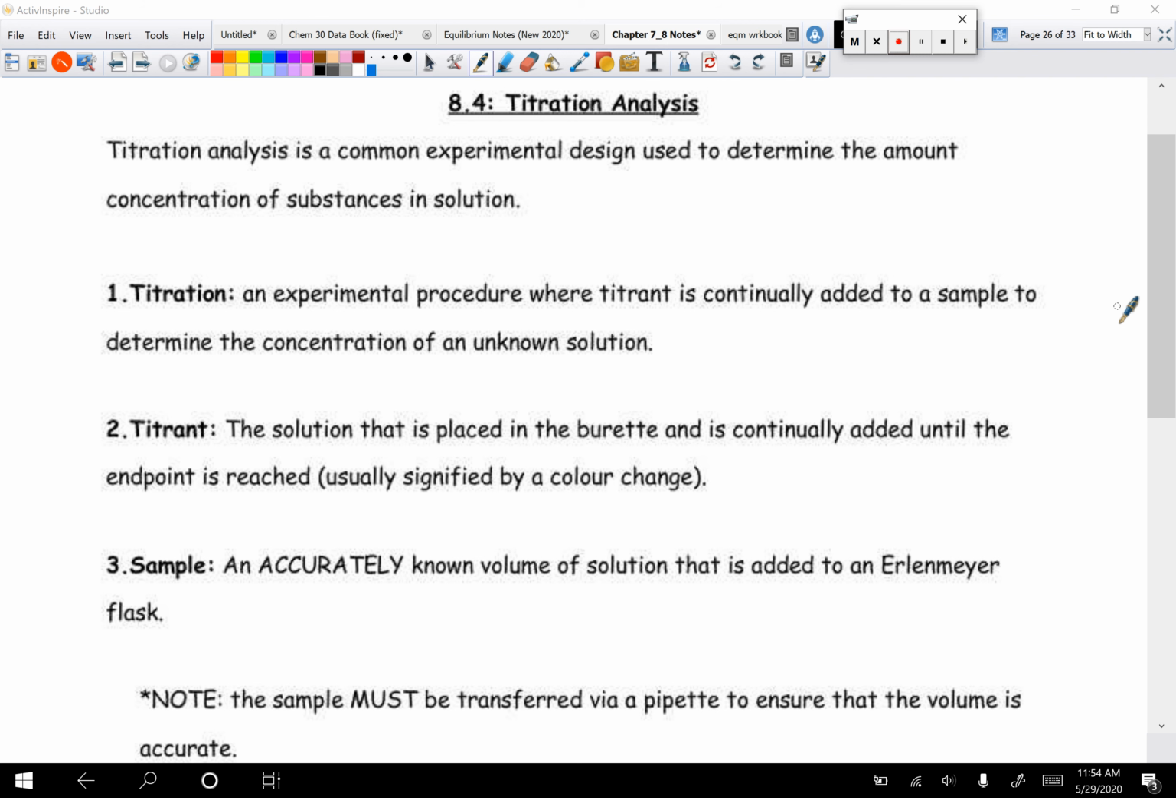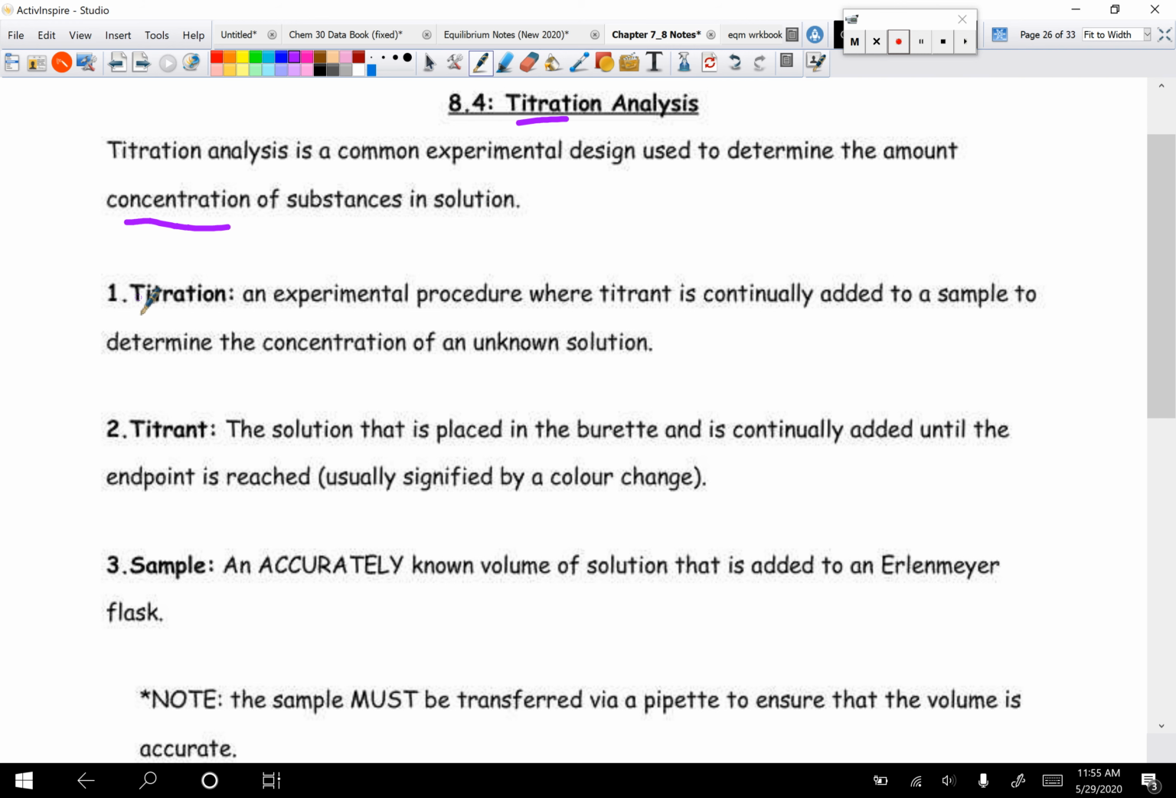Alright, welcome back to our second last lesson for this week, and this is on titration analysis. So I know we haven't really done anything like this, but we're going to go over what titration means, how it's set up, and all the stuff that kind of goes along with it. A titration is a common experimental design used to determine the amount concentration of substances in solution. That is their primary function, to determine concentrations.